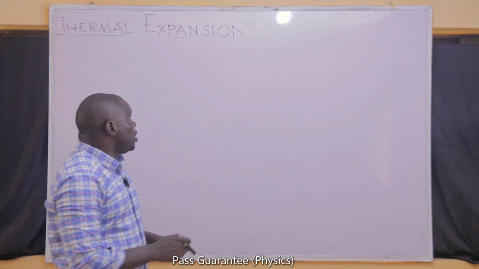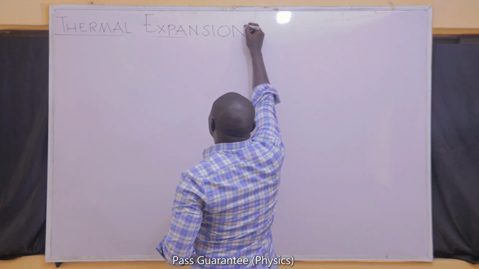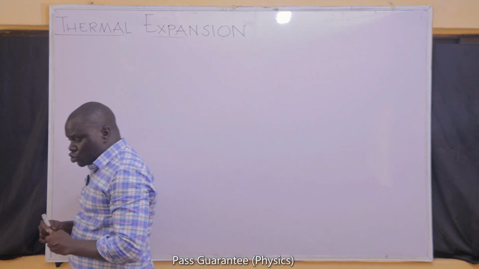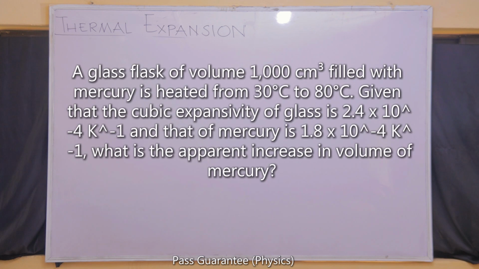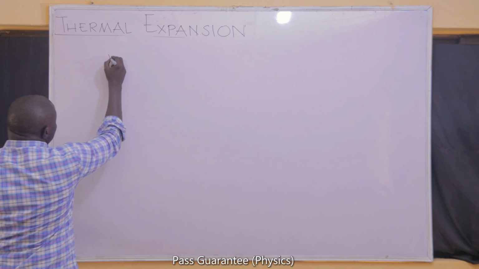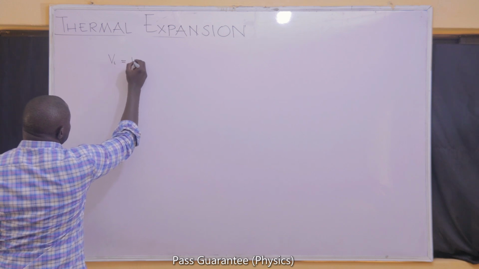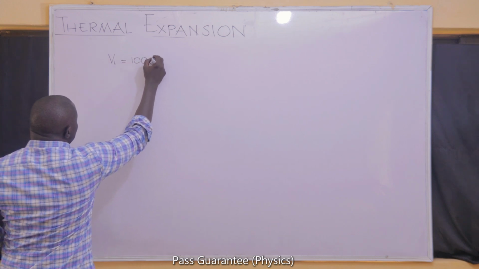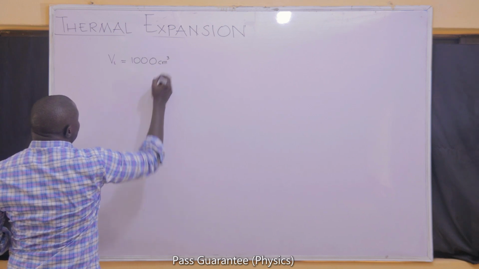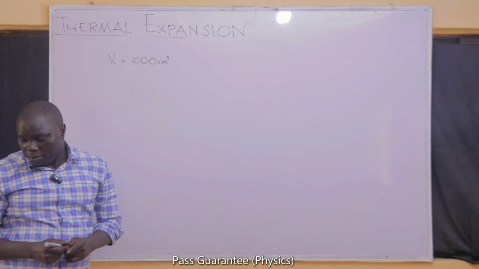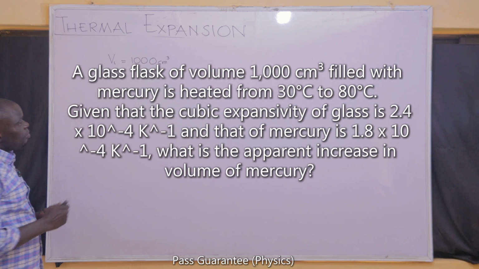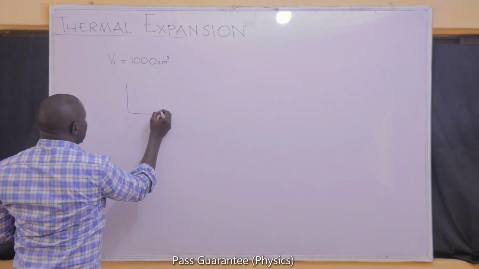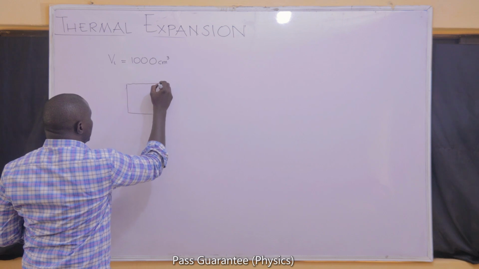Now we take an example on thermal expansion, particularly with regards to the expansion of liquid. Here we have a glass flask of volume 1000 cm cube. A glass flask whose volume is 1000 cm cube. I'll call that the initial volume. It's still just a flask, so I'll be hoping that this is a volume expansion problem. Filled with mercury. That is where it becomes a liquid problem. There's this flask. It is now filled with mercury.